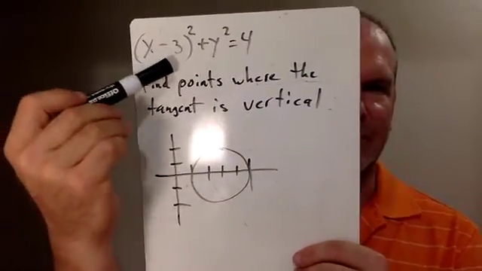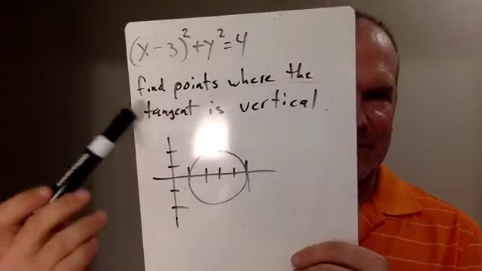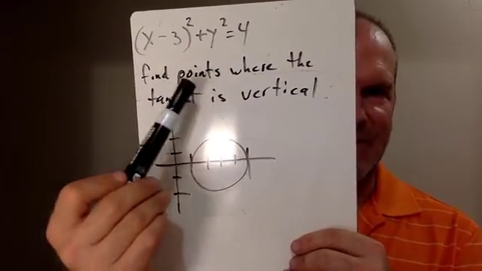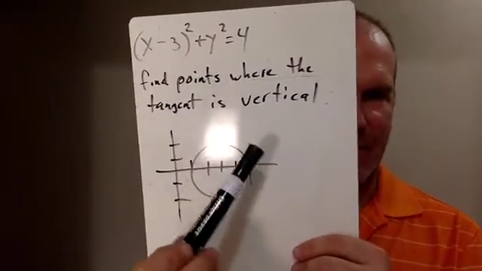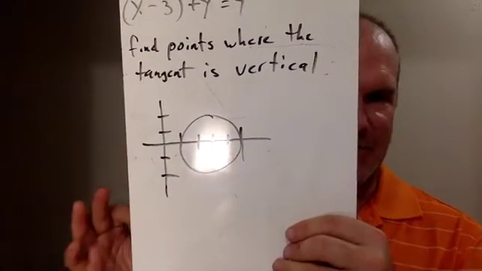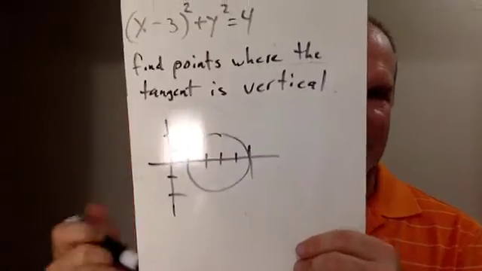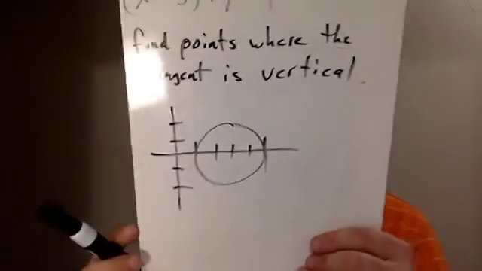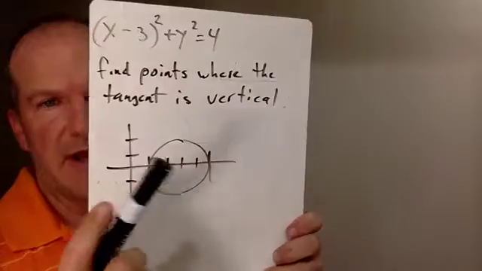So here's an equation for you. In this particular problem, they ask you to find the points on this curve where the tangent is vertical. So the tangent is a straight line. Vertical means straight up and down. So you want to find the points where the tangent is going to be a line going straight up and down.